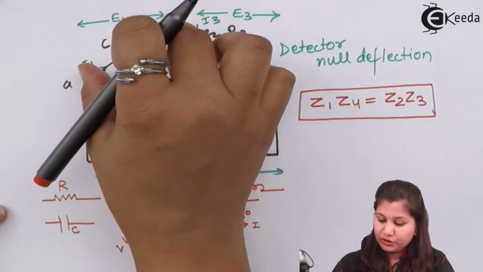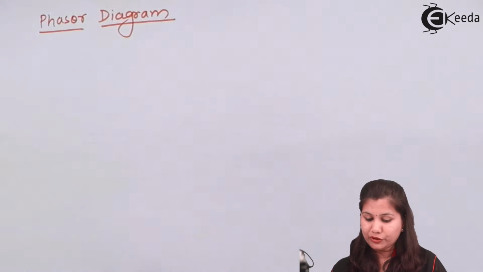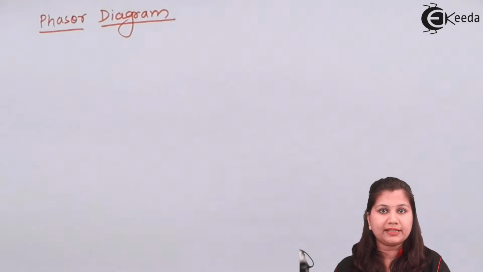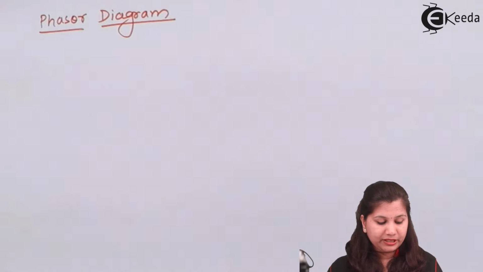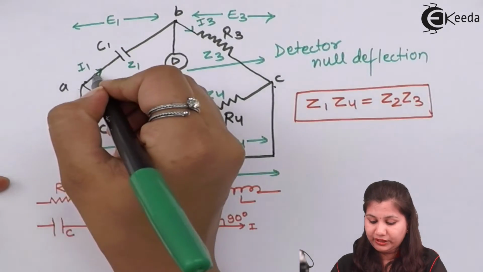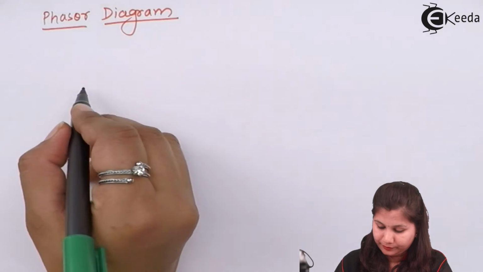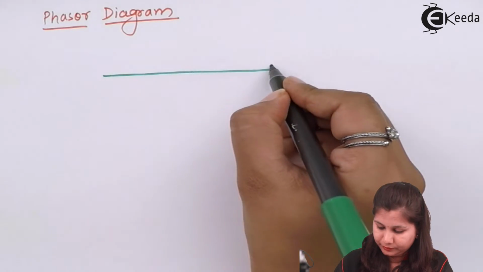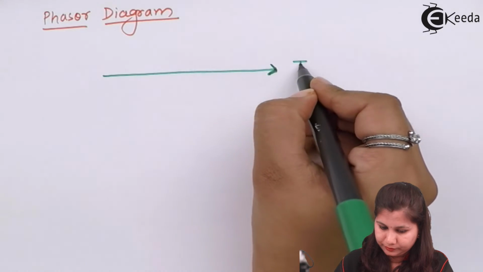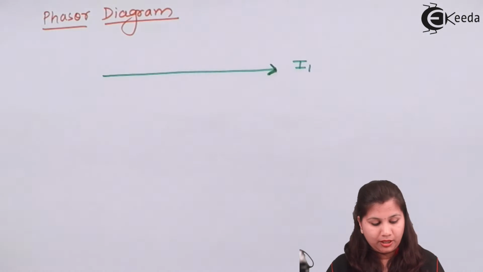So here, if we are starting a phasor diagram, first we have to take a reference phasor, and all the other vectors will be drawn with respect to that phasor. So here we will take the current I1 as our reference phasor. So I1 will be drawn here on this line. Okay.